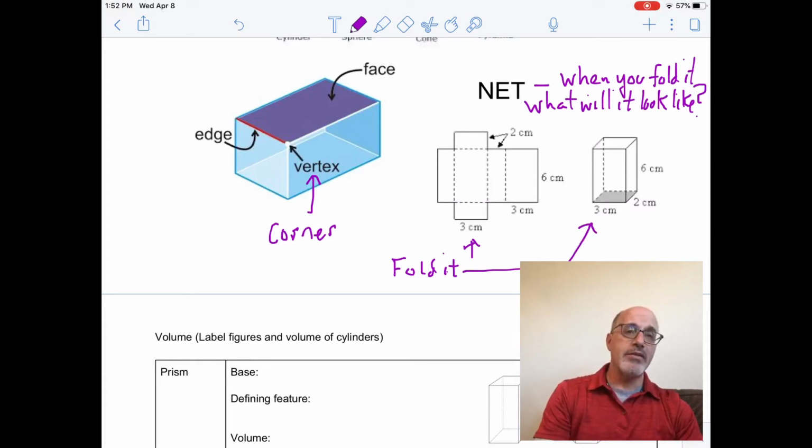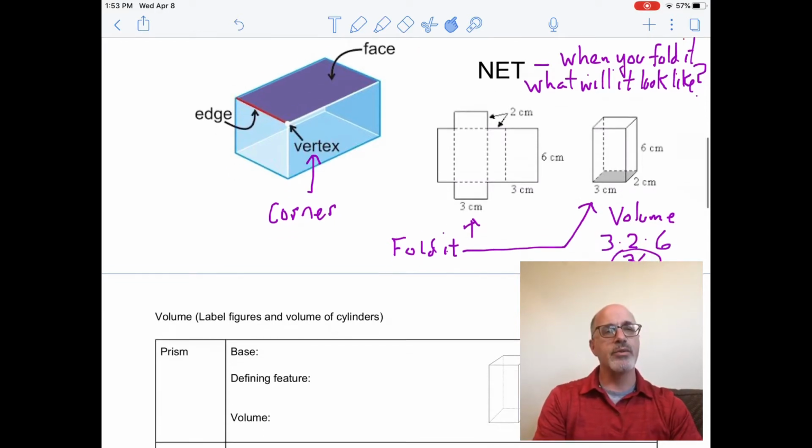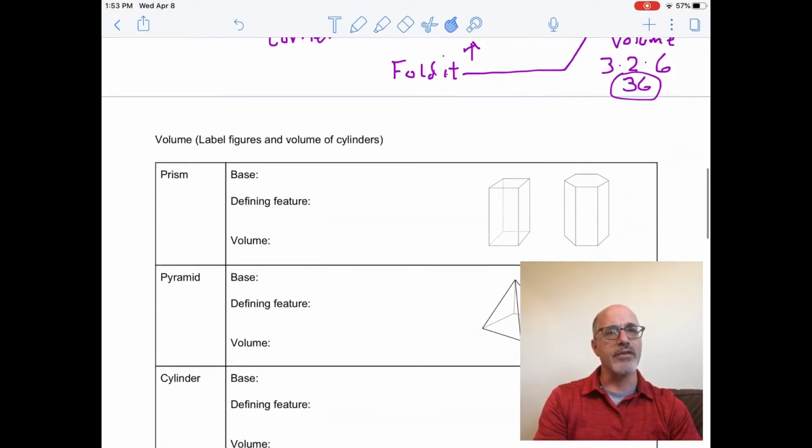Now you've done in the past volume of figures like that. When we do volume, you just take the sides and multiply. So 6 times 2 times 3. If you multiply all those sides together, you get the volume, which in this case is 36. So what we want to do is talk about what these different three-dimensional figures are, and what their formulas are, and what their defining features are. So we're going to get some formulas listed here for our notes.